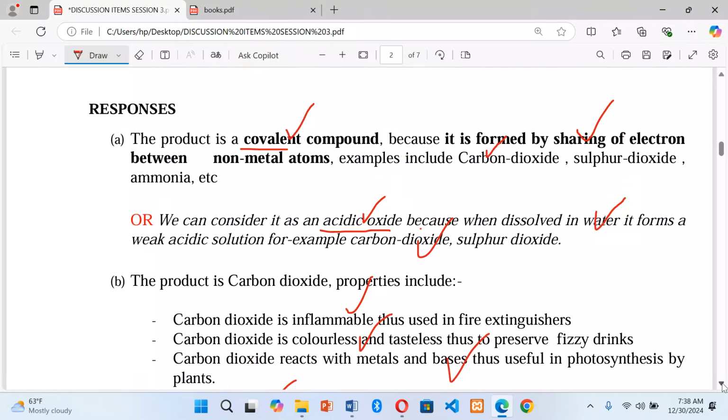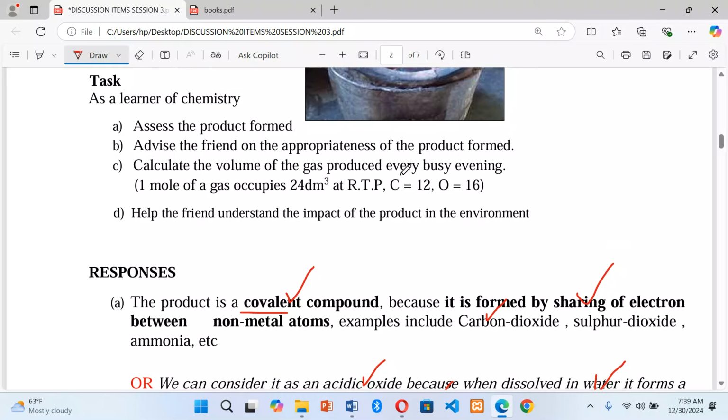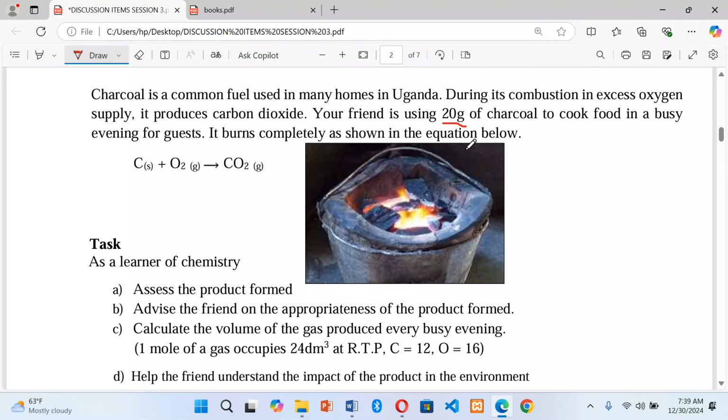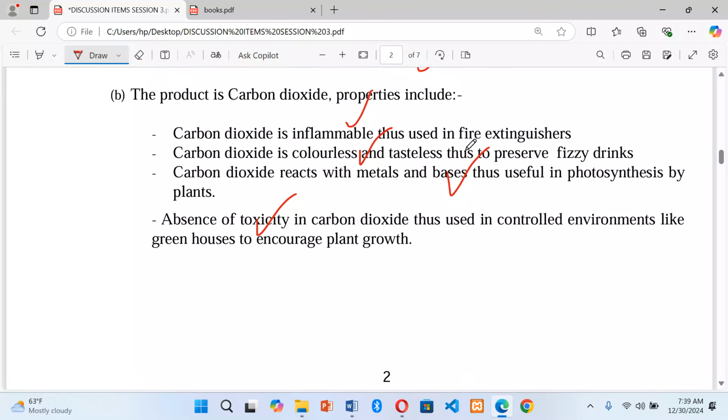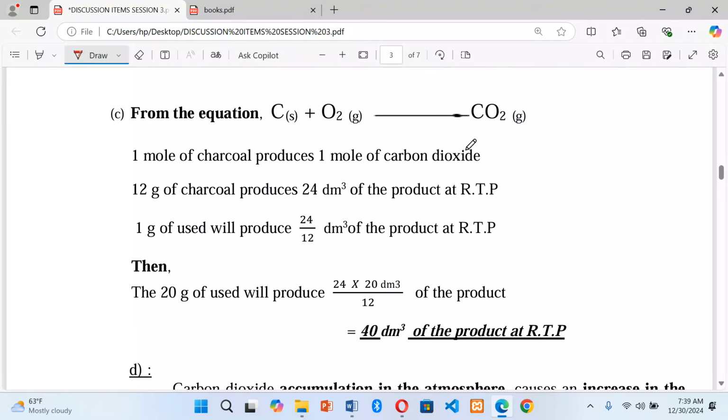When we look at our scenario here, they have provided in our question 1 mole of a gas occupies this at RTP. But also in the scenario, they have given us that every busy evening she uses 20 grams. Are you seeing that? So there's something that we know. So from our equation, when you come back to part C, we start from what we know. From our equation, charcoal burning in oxygen to produce carbon dioxide gas.